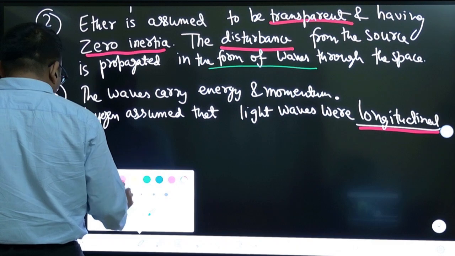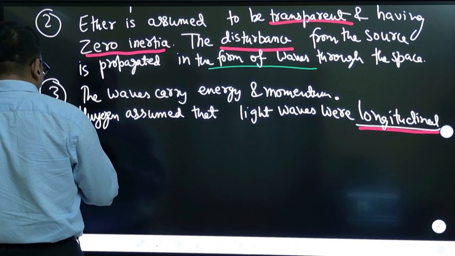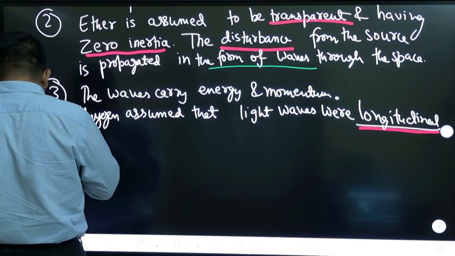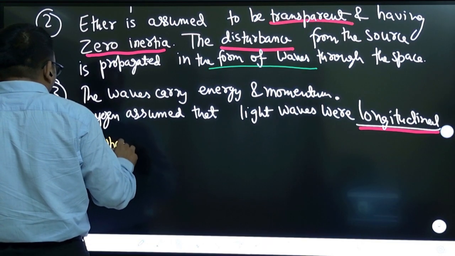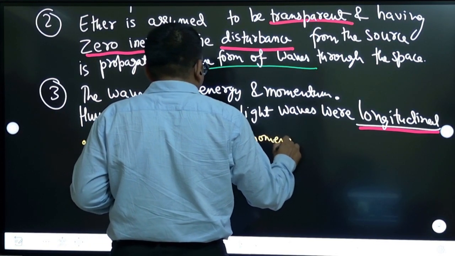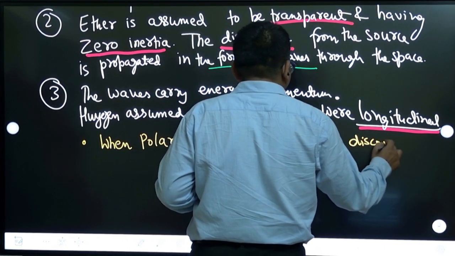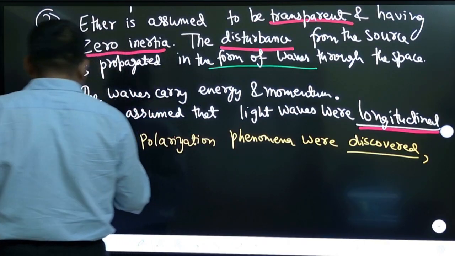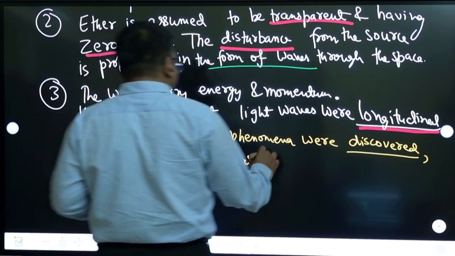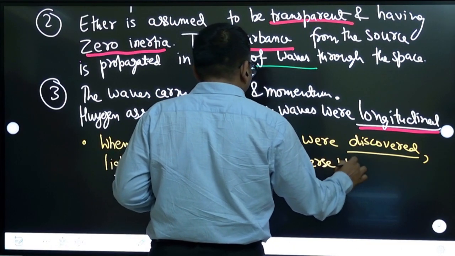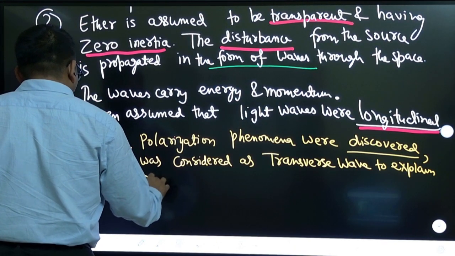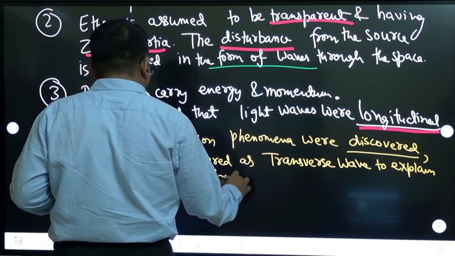Okay. And that is of course one point of his limitation, but you can also write some more points that when polarization phenomena were discovered, light was considered as transverse wave to explain polarization by Fresnel. Fresnel was another scientist.